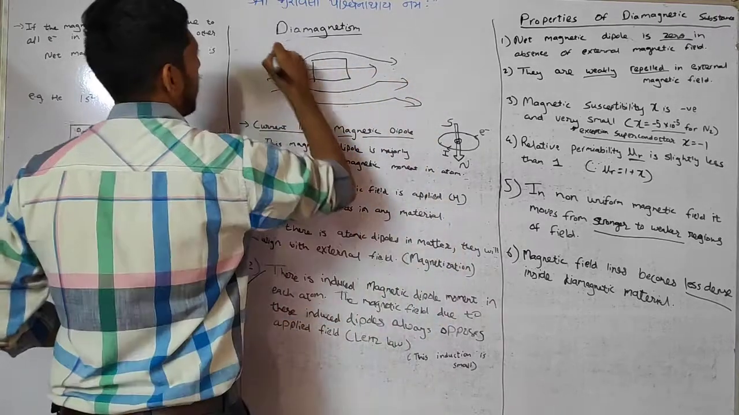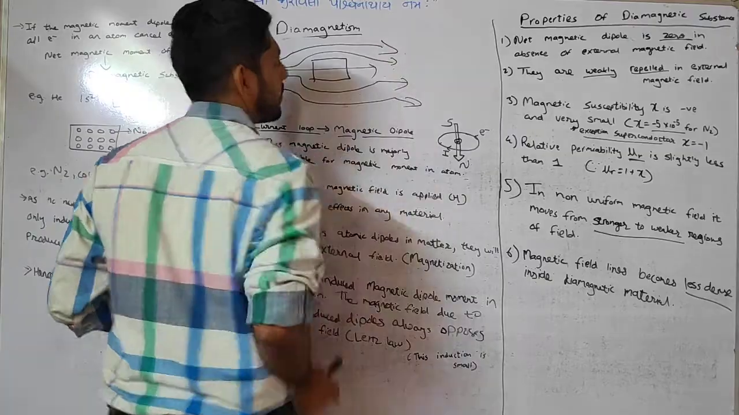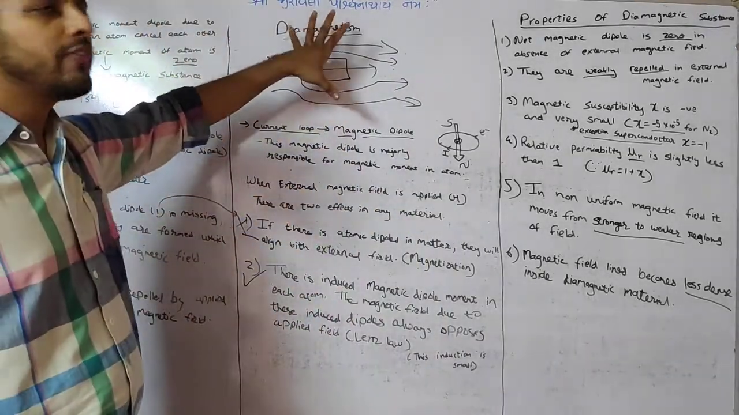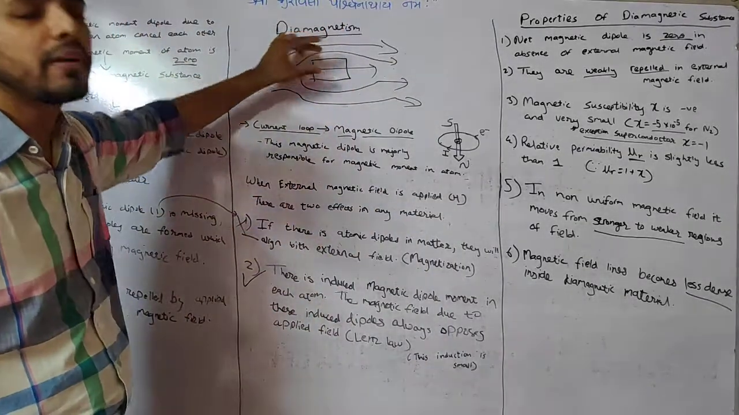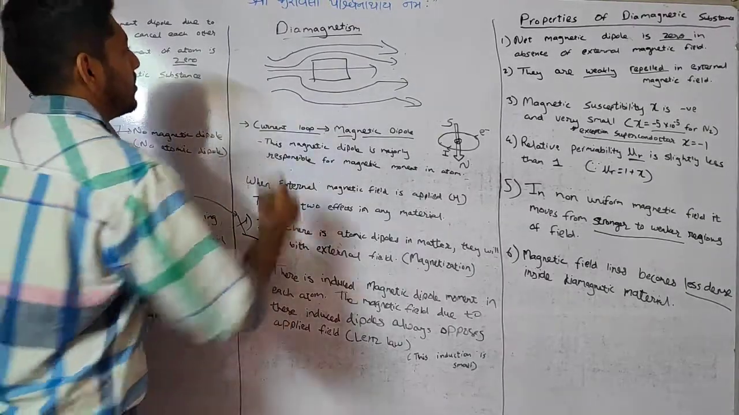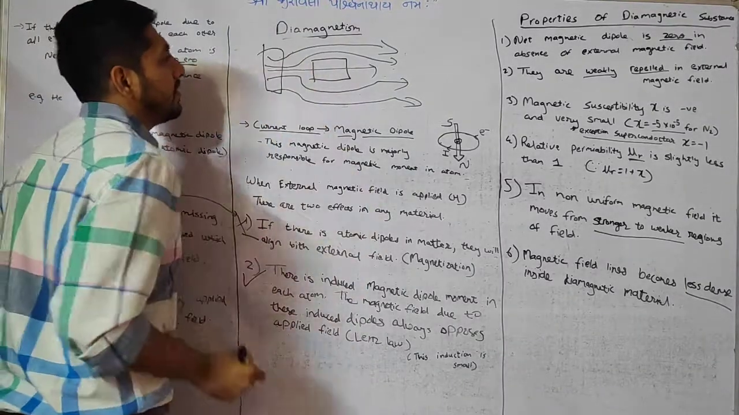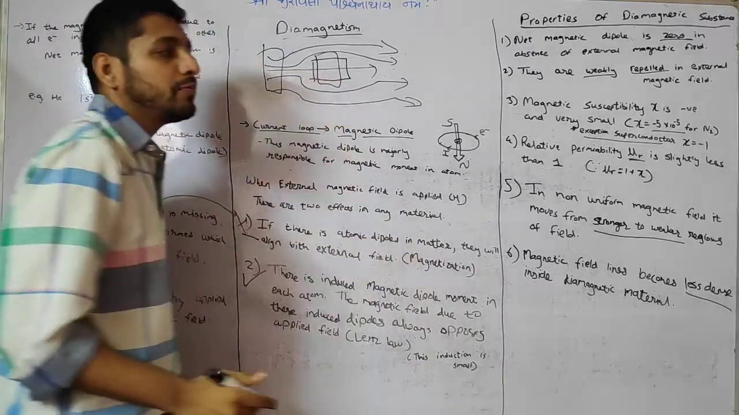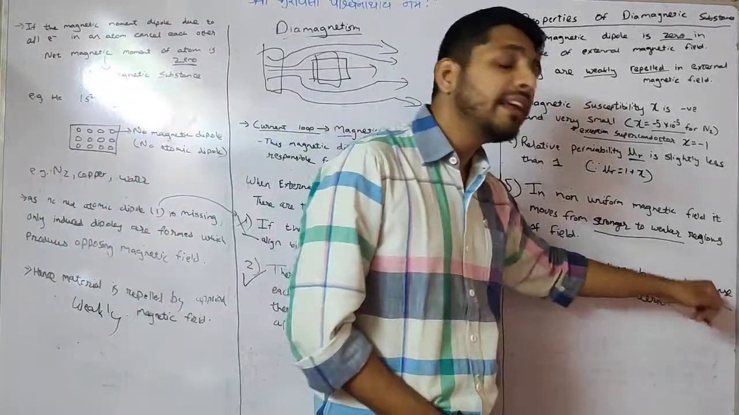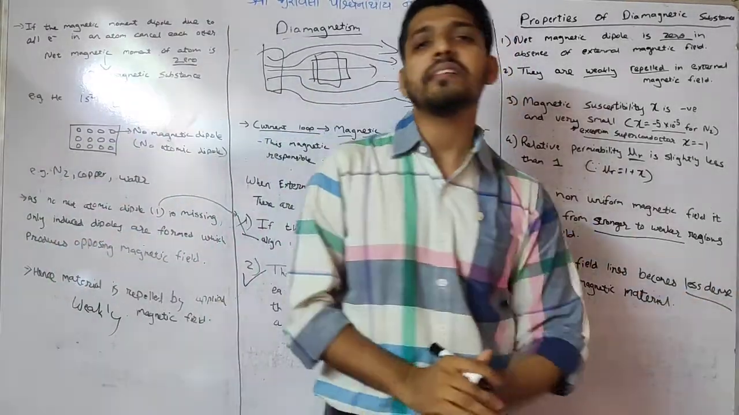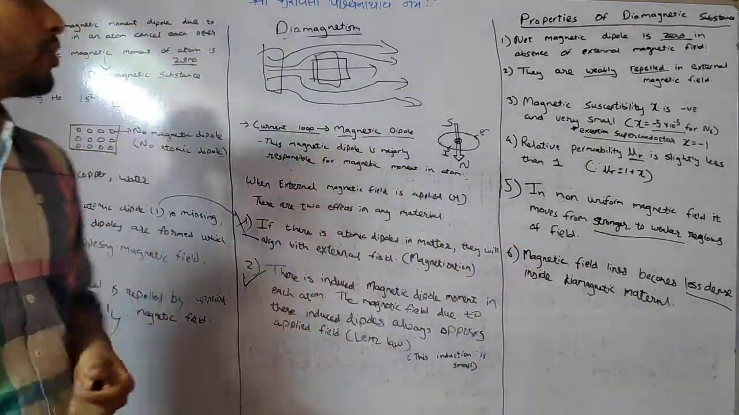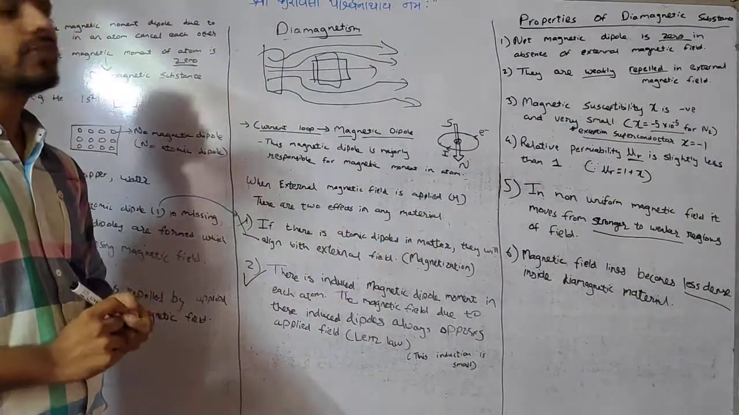So what is happening here? It is trying to repel, which means the magnetic field inside the material is very small. Here you can see in this part there are 5 lines, whereas in this part there is only 1 line, which means that the magnetic field inside the material is much less dense. Okay, I hope this diamagnetism portion is very clear to you.